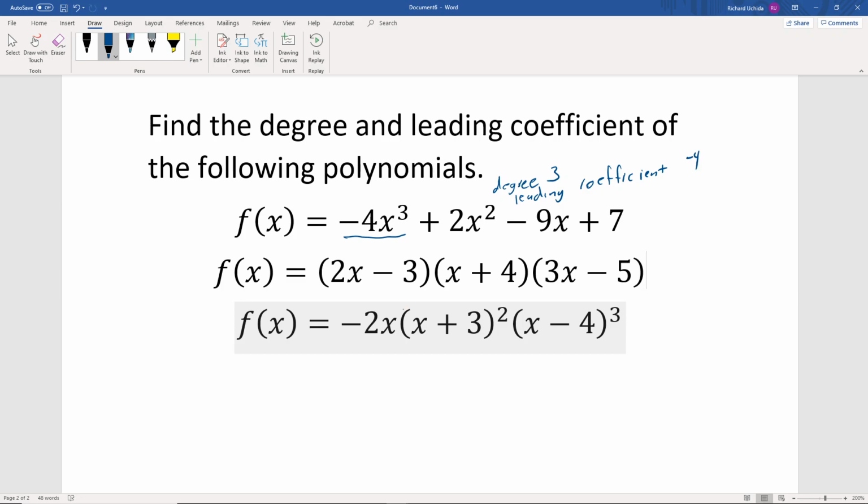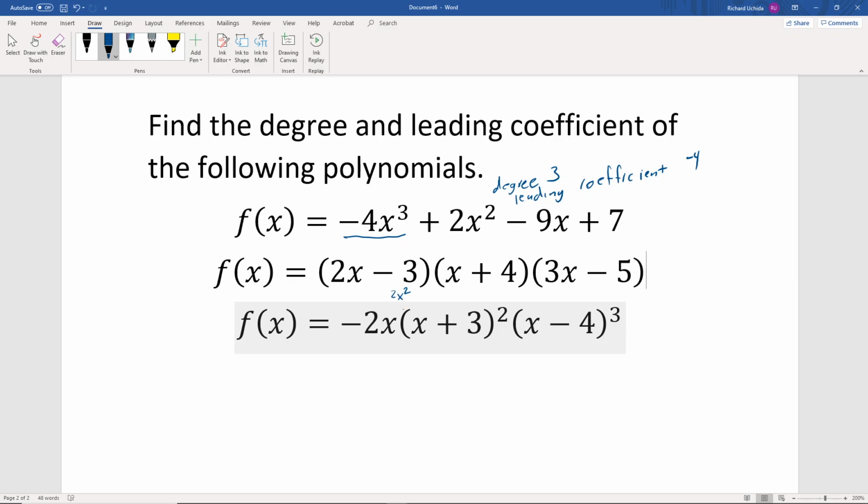Now, but what if it's factored? Do we have to multiply it all out to be able to figure out what are the degrees and leading coefficients of the polynomial function? It turns out no. Let me read out the function. If we have the function f of x is the quantity 2x minus 3 times x plus 4 times 3x minus 5, what if we had multiplied the first two factors together? The one that would have the highest degree from the product of those two would be if we multiply the 2x times x, so that would be 2x squared.